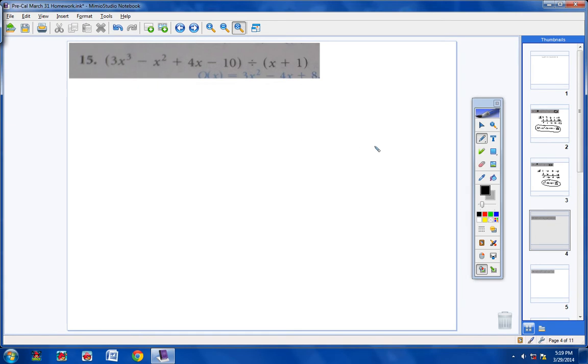Notice these are really fast once you learn how to do these, okay? We're dividing by x plus 1, so we can use synthetic division. We have a positive 1 here, so I'm going to put a negative 1 inside my box. And it looks like we need to put no zeros in. We have an x cubed, then an x squared, then an x to the 1, and then your constant term. So my coefficients would be 3, negative 1, 4, and negative 10.